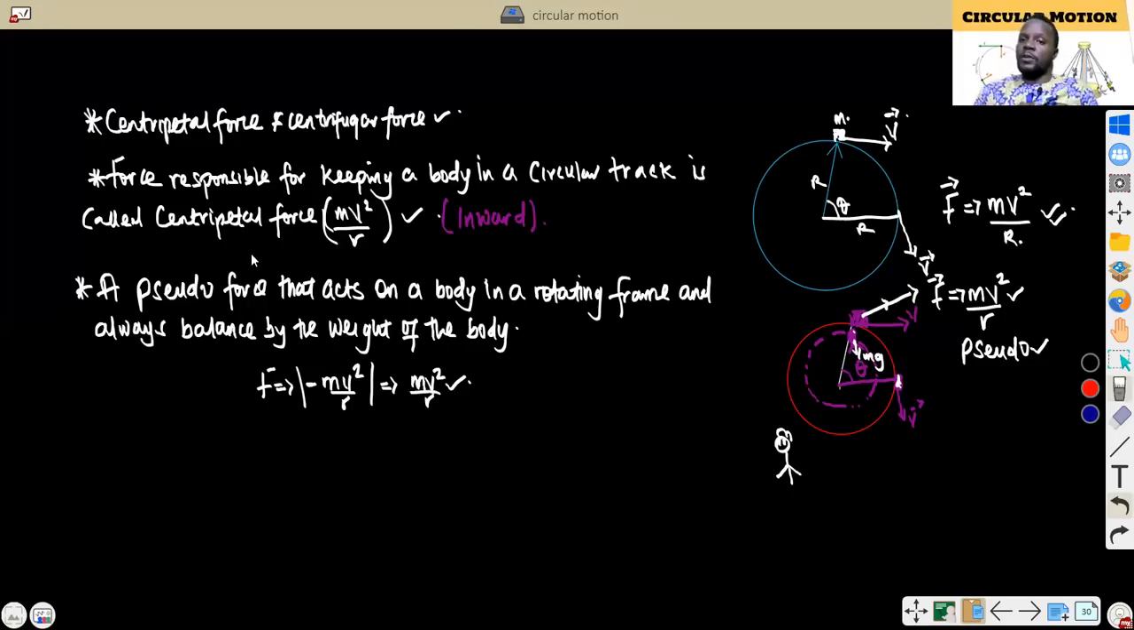So when the body is in a rotating frame, what happens to the body you are viewing? It is going to be at rest. It's not going to move. And the force generated by the body on the other body is called the pseudo force, given as negative mv squared by r. This will cause centrifugal force. That's centrifugal force, which students need to also have at the back of their mind anytime, any day.